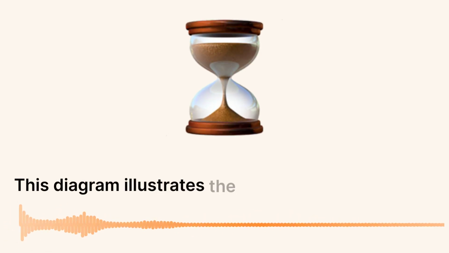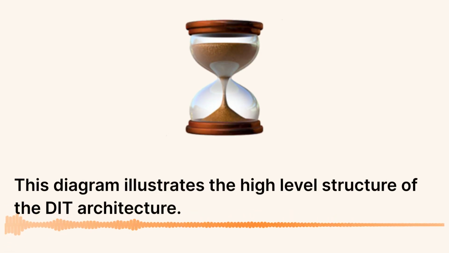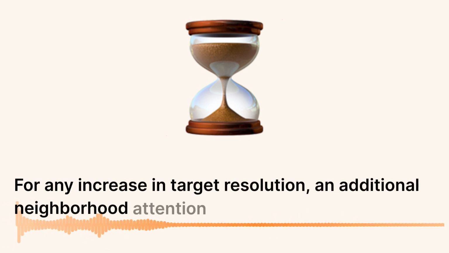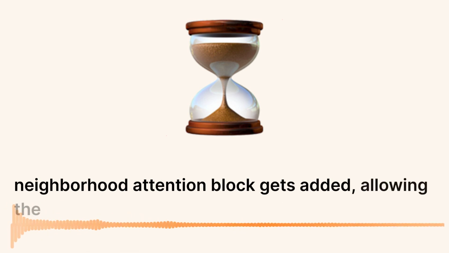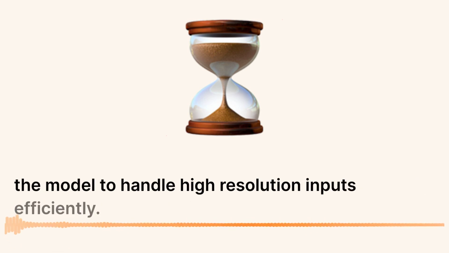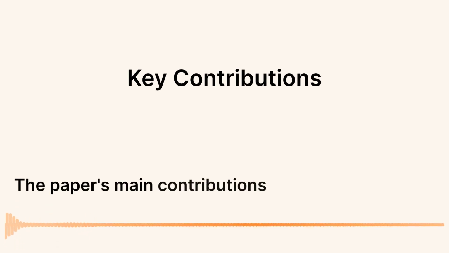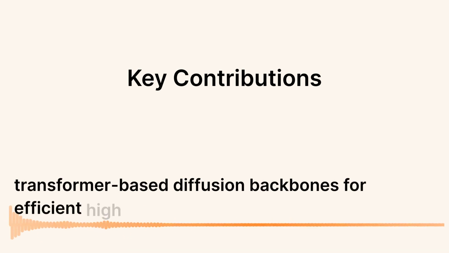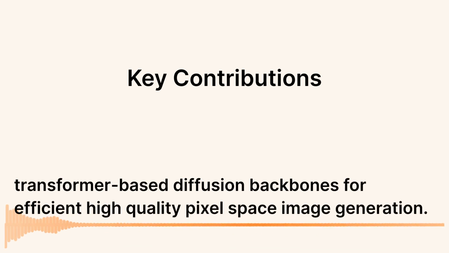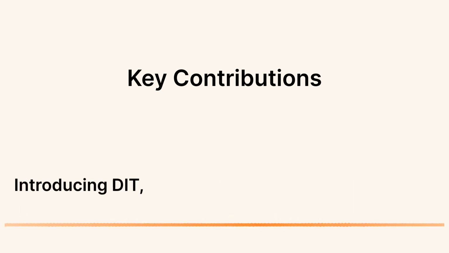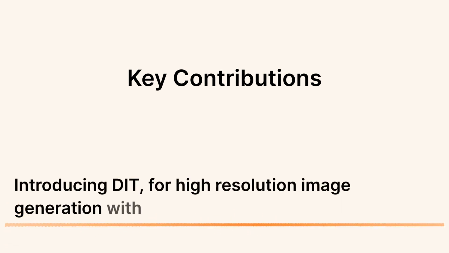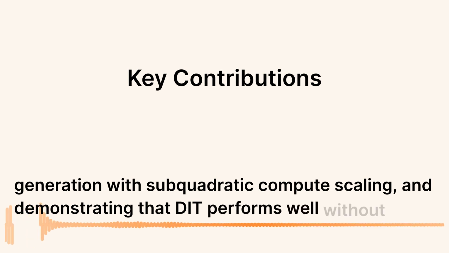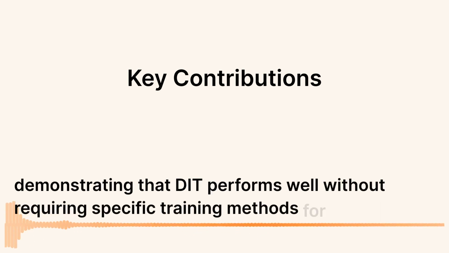This diagram illustrates the high-level structure of the HDiT architecture. For any increase in target resolution, an additional neighborhood attention block gets added, allowing the model to handle high-resolution inputs efficiently. The paper's main contributions include adapting transformer-based diffusion backbones for efficient high-quality pixel space image generation, introducing HDiT for high-resolution image generation with subquadratic compute scaling, and demonstrating that HDiT performs well without requiring specific training methods for high resolution.